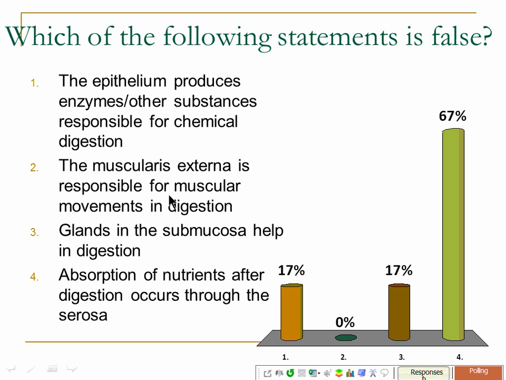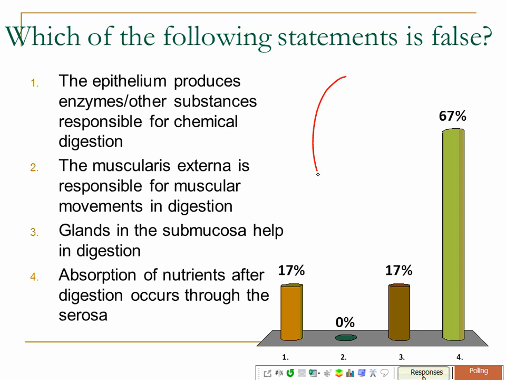The muscularis externa is responsible for muscular movements. The glands in the submucosa do help in digestion. It doesn't say they cause digestion, it's a help in digestion. Remember the Brunner's glands, they help because they neutralize the acidity in the duodenum so that now you have an alkaline medium in which pancreatic enzymes can act. So they do help in digestion. Absorption of nutrients occurs through the epithelium.